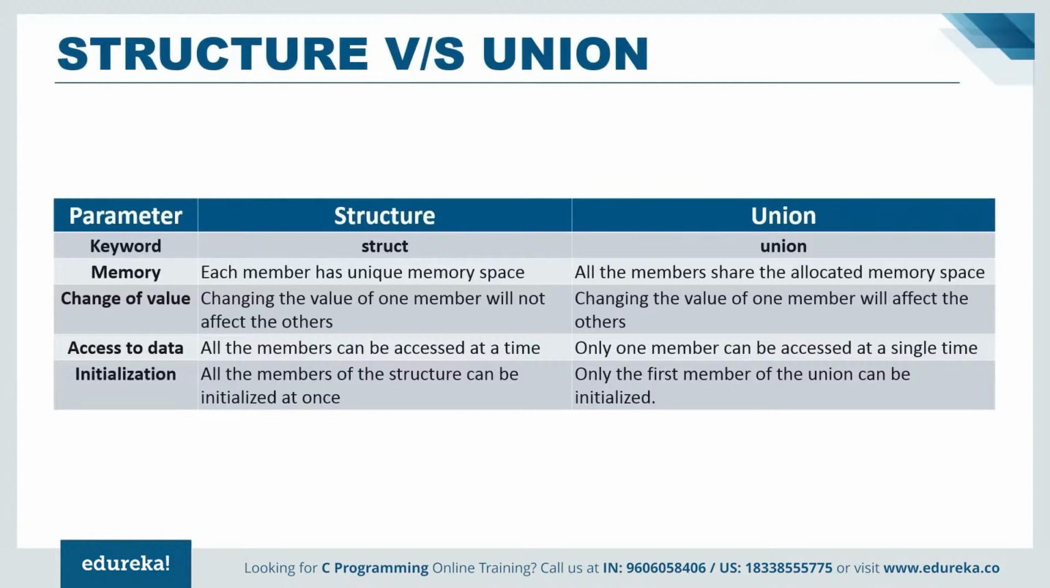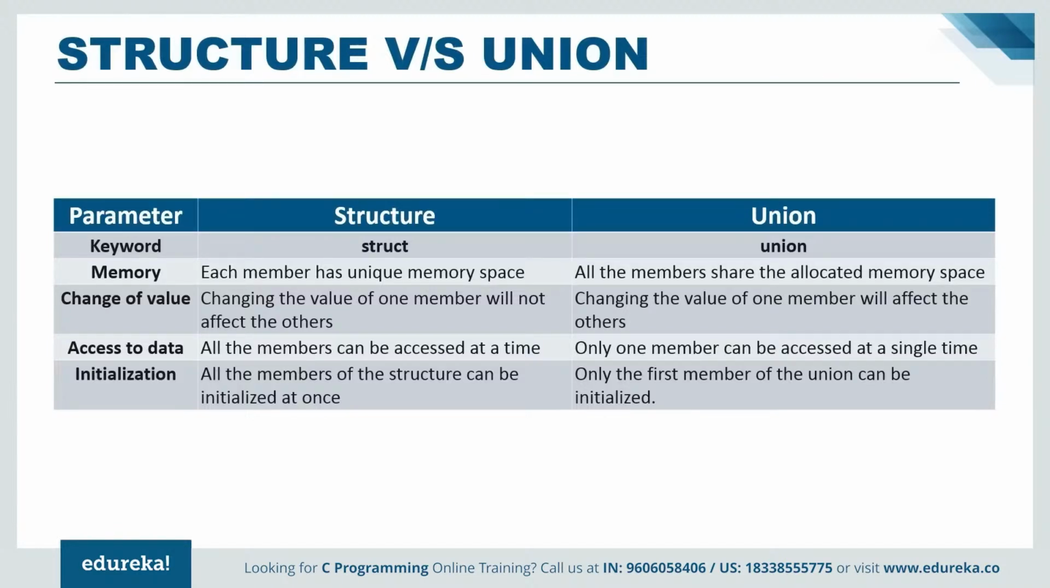The keyword to declare a structure is struct, and the keyword to declare a union is union. After that, the memory. In a structure, each member has a unique memory space. For example, ID has a unique memory space, name has its own unique space, and followed by that, even the percentage has its own unique space. When it comes to a union, a whole complete block of memory will be declared for the union, and all the data members will be sharing that allocated memory.